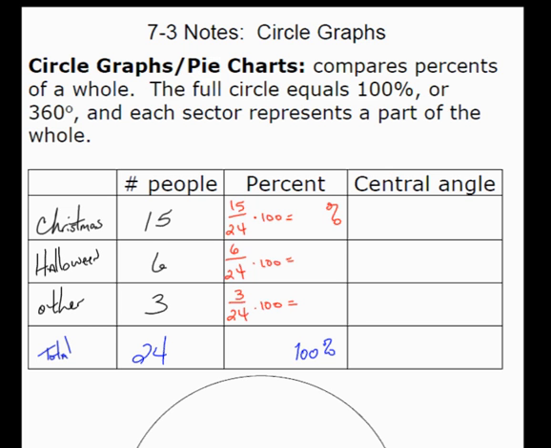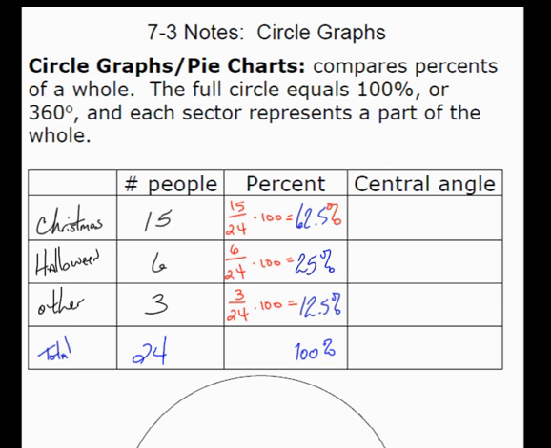Well, 15 divided by 24 times 100 is 62.5%. 6 divided by 24 times 100 is 25%. And 3 divided by 24 times 100 is 12.5%.